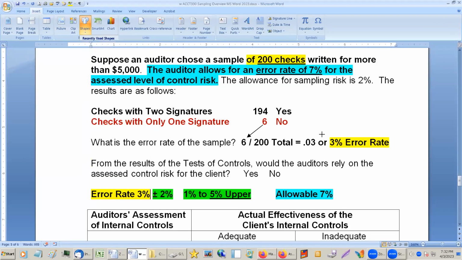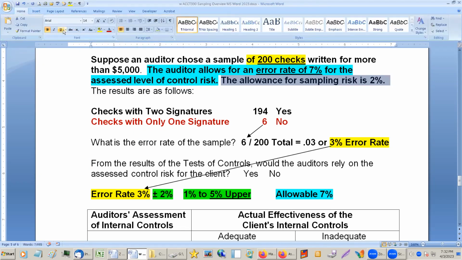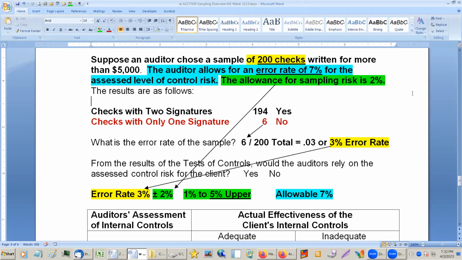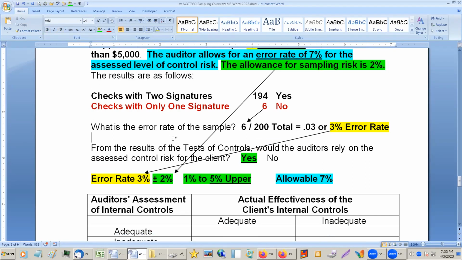Let me draw some arrows in here. So we would think that this would be between 1% and 5%. We're worried about the upper limit, 5%. The upper limit is less than the allowable. In other words, we would accept it up to 7%, but this is only going up to 5%. So we would say, yeah, this is okay. Would we take it? Yep. We'd say that their controls are working enough that we can rely on them.